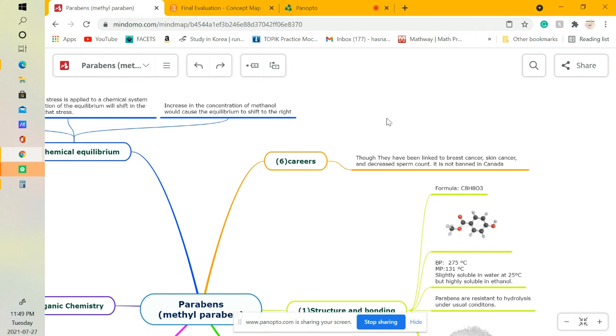antibacterial. It has to be noted that in the European Union, it is in fact banned, and one of the most carcinogenic types is phenylparaben, and it is banned in the EU. Thank you.